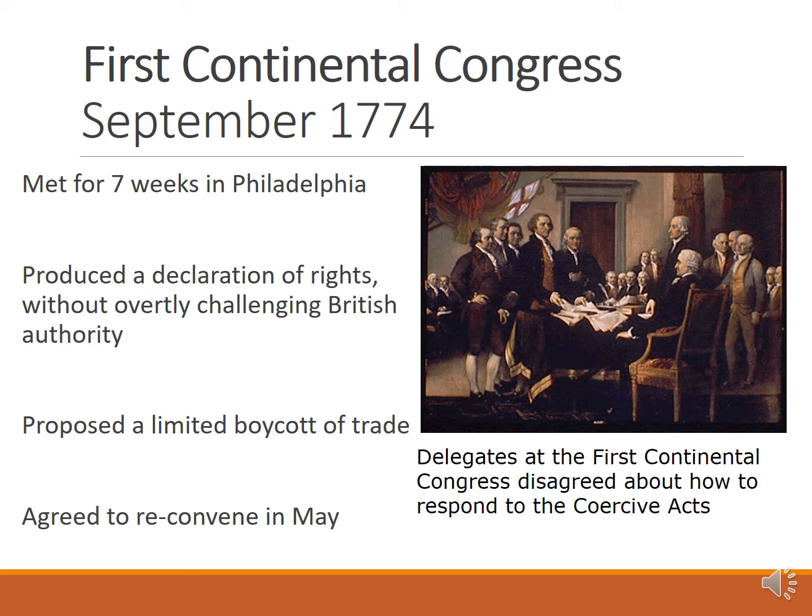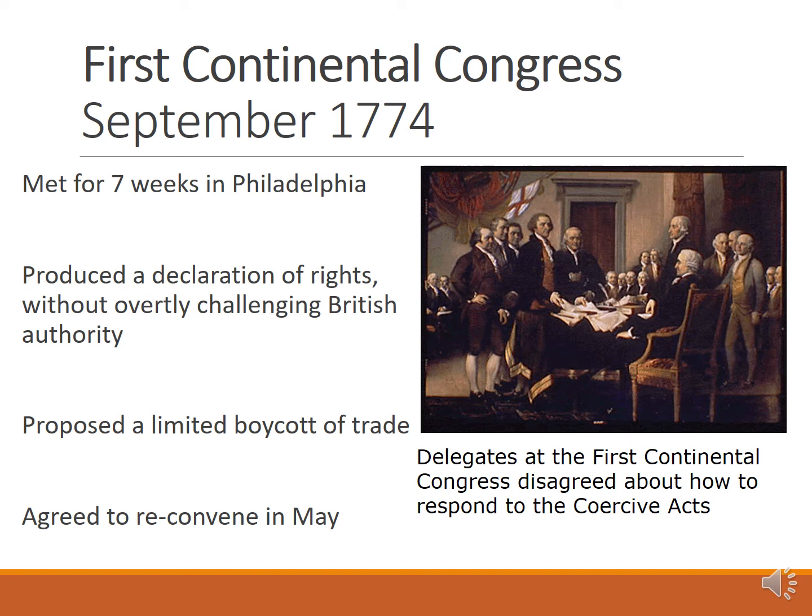They produced a Declaration of Rights, but they didn't overtly challenge British authority. They also proposed a limited boycott of trade. So like the original Townshend Duties, where you had this boycott on British imported goods. The First Continental Congress is proposing reinstating that to a certain degree, so that it sends a message to the British government that we don't need their goods, that we could produce our own goods in the colonies. And they agreed after much debate that they would reconvene in May to reassess the situation.